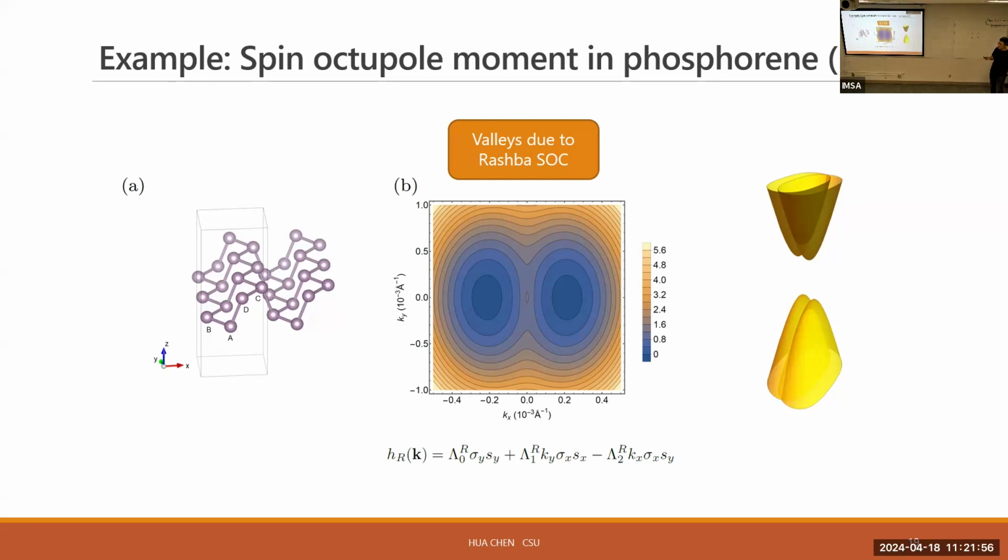So we want to see if it has these multipole moments of Bloch electrons at some different regions in the momentum space. But if you just use this material by itself, all the bands are doubly degenerate because it has inversion and time reversal symmetries.